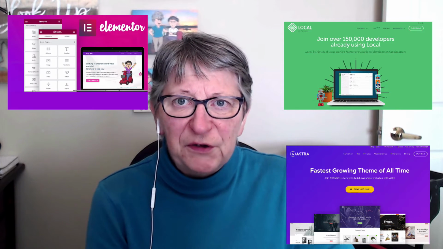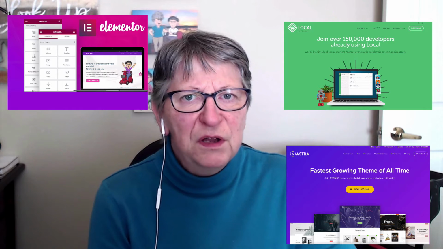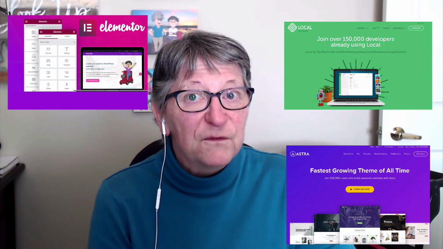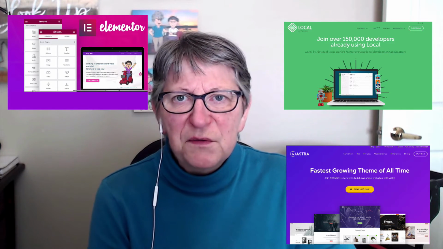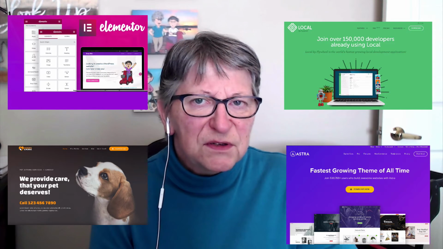Well, we're back again to work on the one that we started, and we are building on Local by Flywheel. We're using the Astra theme, and we're using the Elementor page builder. And now in this video, we're going to be adding the Elementor Pro level plugin, and we're going to complete the first home page, which is always one of the most important pages of any website. So let's go back to our working website and jump back in.